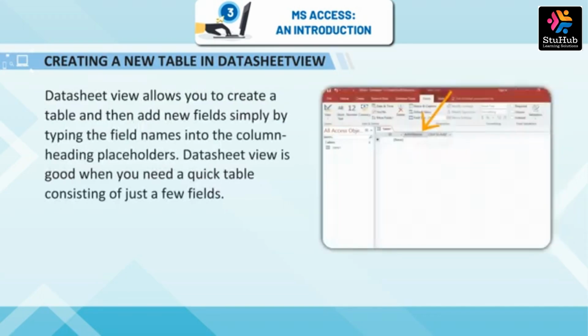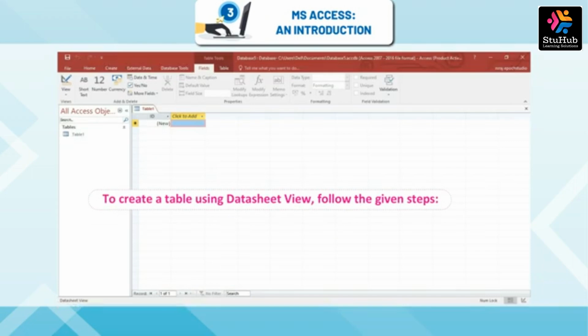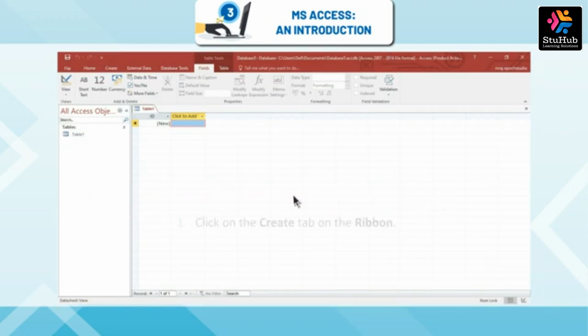Creating a new table in Datasheet view. Datasheet view allows you to create a table and then add new fields simply by typing the field names into the column heading placeholders. Datasheet view is good when you need a quick table consisting of just a few fields. To create a table using datasheet view, follow the given steps.